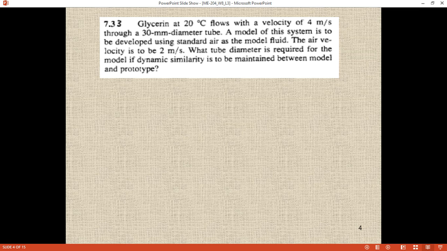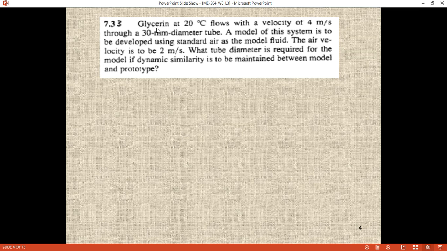First of all, we should note down the data. The temperature of the glycerine is given, the velocity of the fluid flow is given, and the diameter of the prototype is given. So these are the information about the prototype.